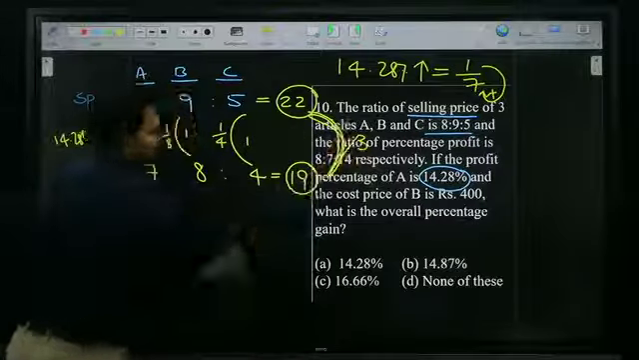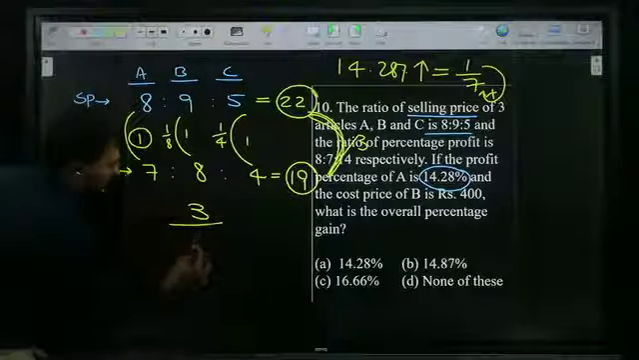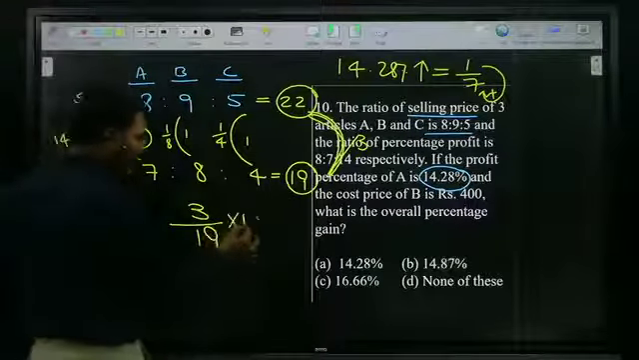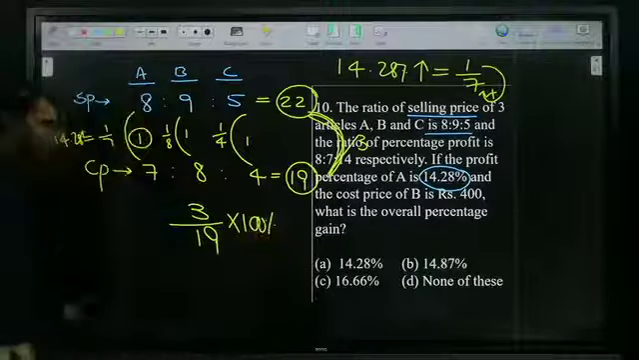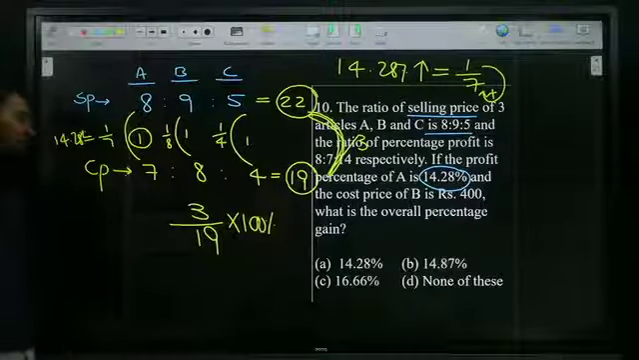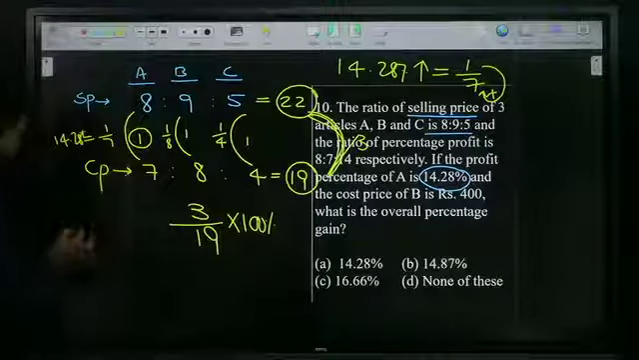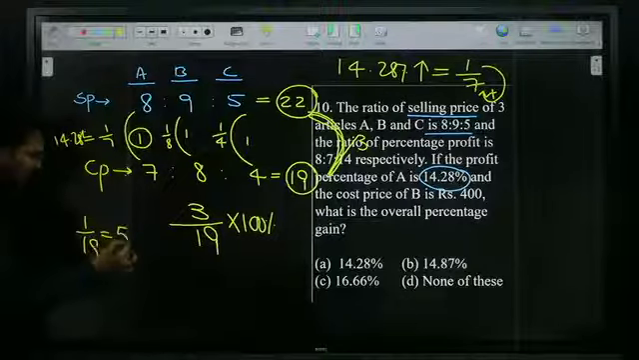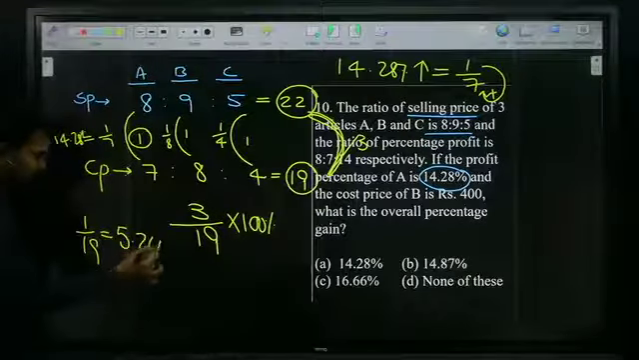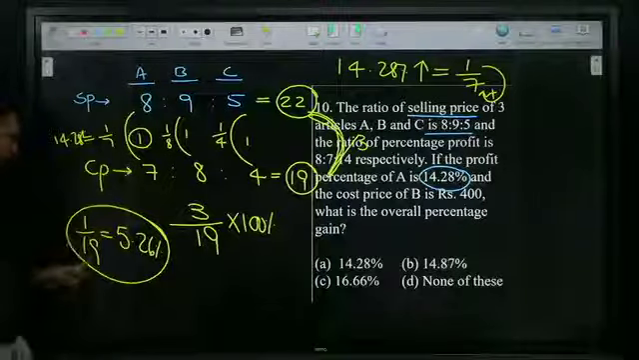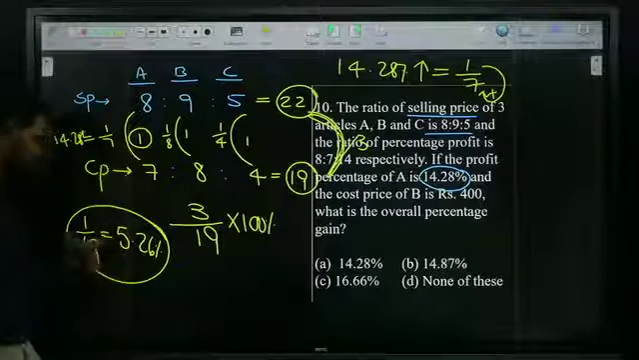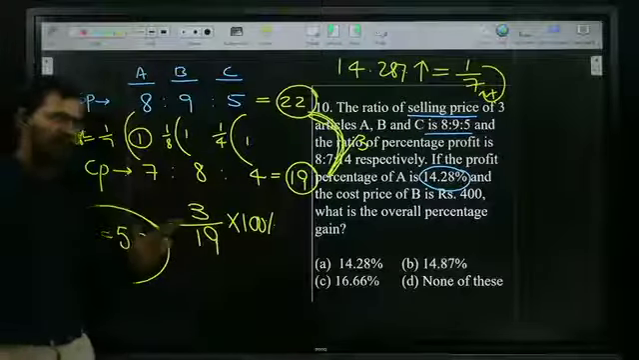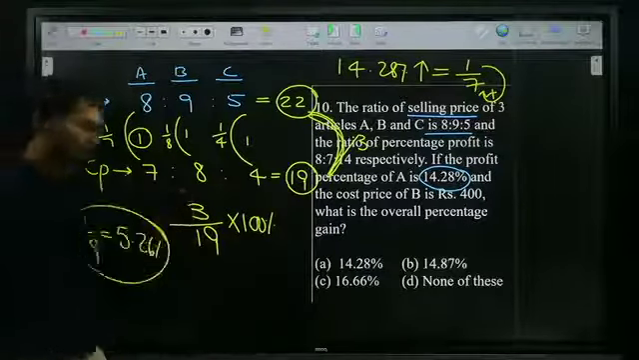Profit is always calculated on CP. So 3 by 19 into 100. All of you listen. I already told you 1 by 19 in the fraction table is nothing but 5.26 percentage. So 3 by 19 is 3 times of 5.26, which is 15.78.